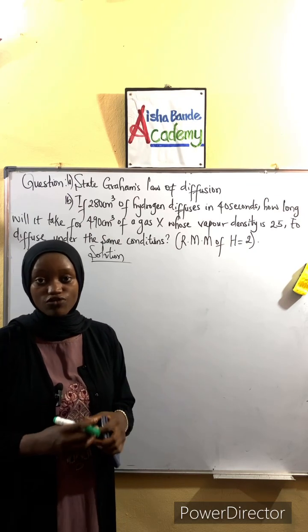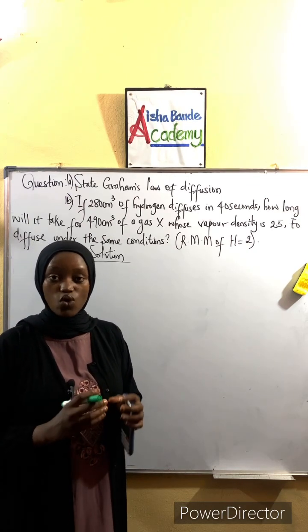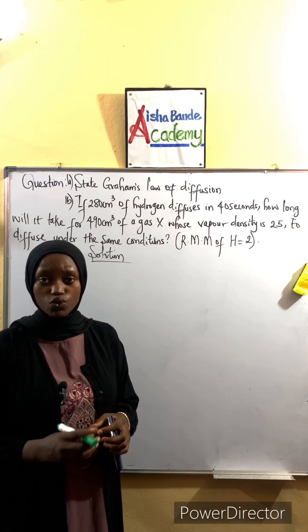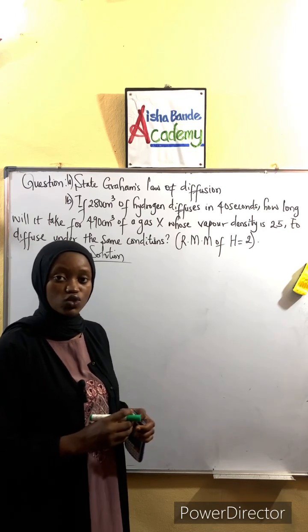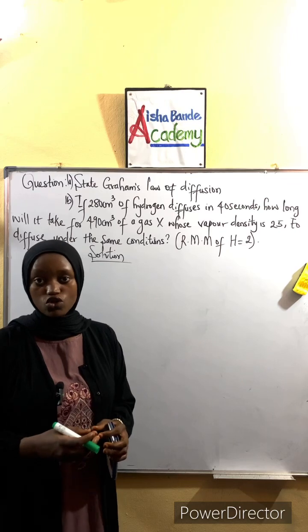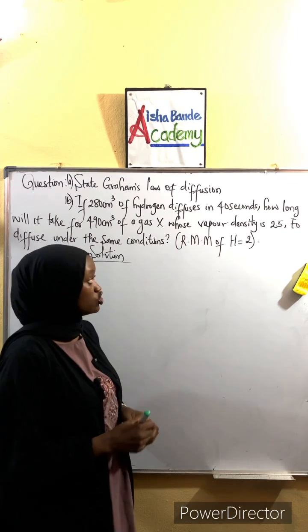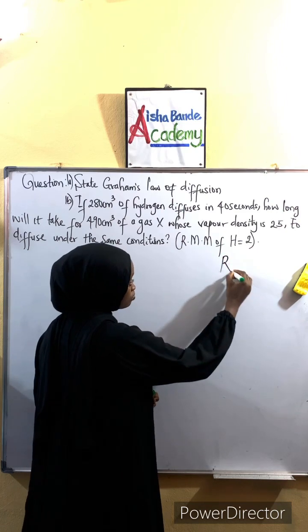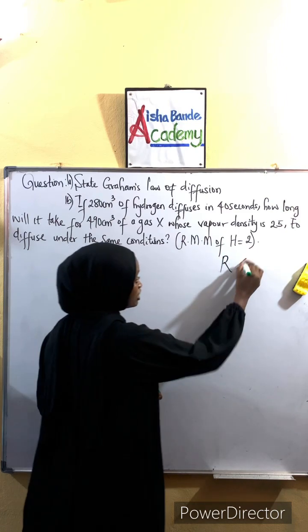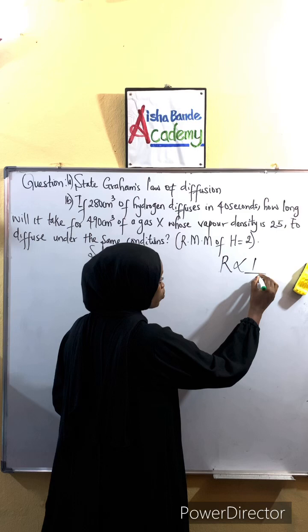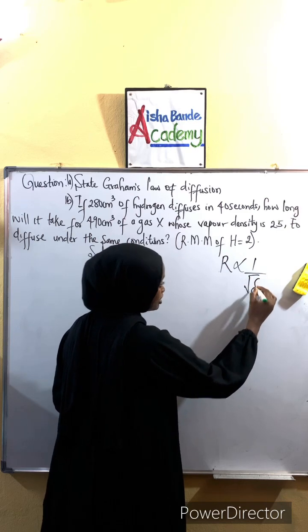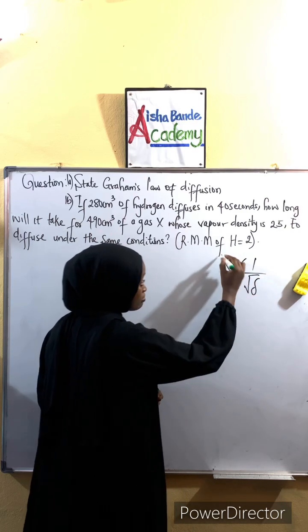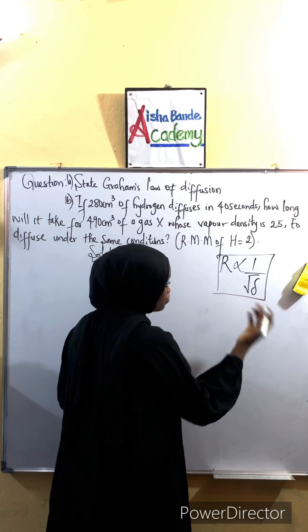So the Graham's law of diffusion states that at constant temperature and pressure, the rate of diffusion is inversely proportional to the square root of its density. So mathematically we can write it that the rate of diffusion of a gas is inversely proportional to the square root of its density. This is how you write it.